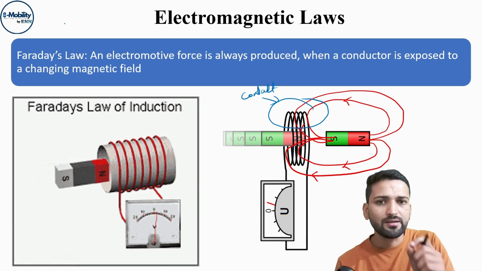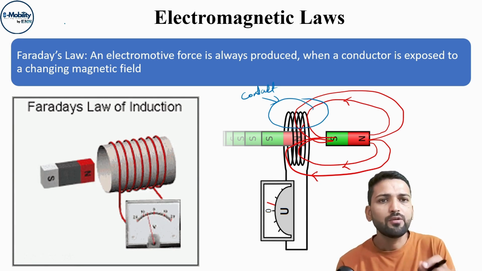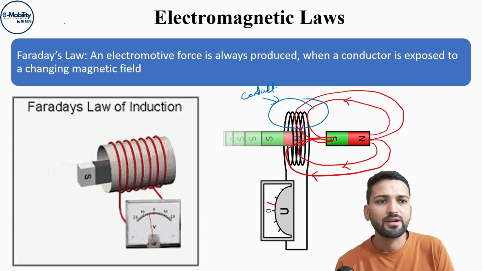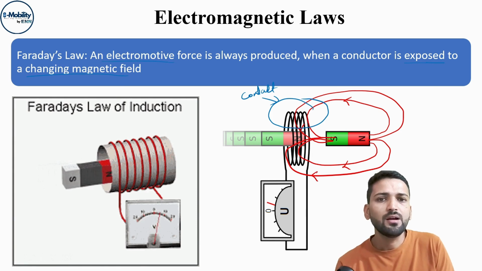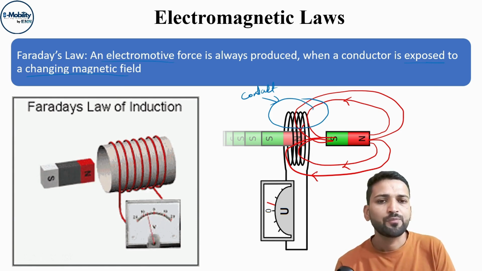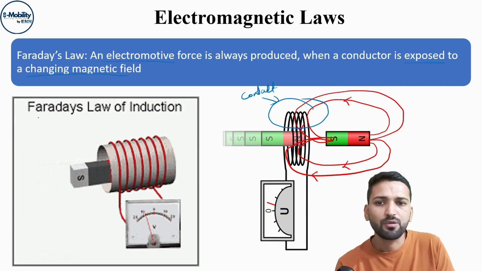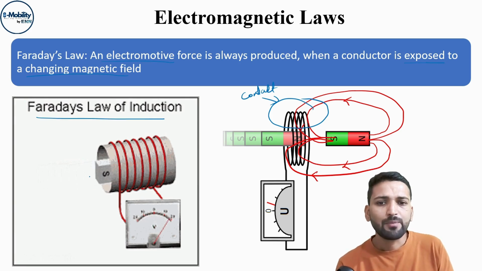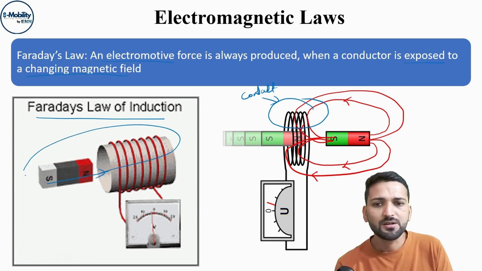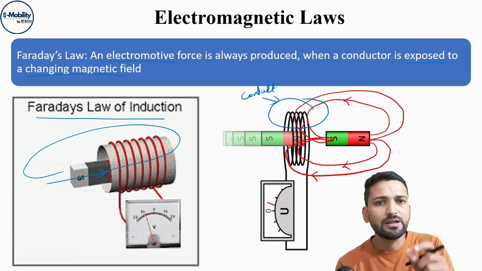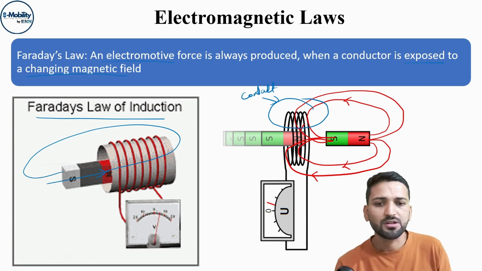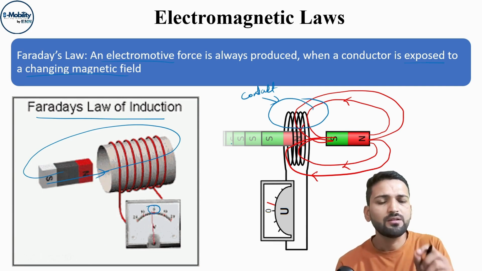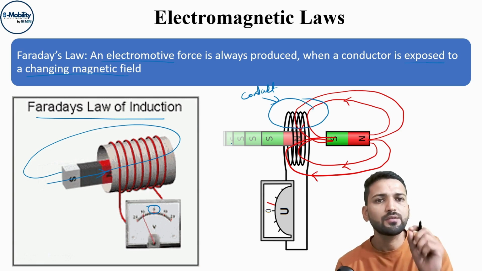Faraday's law says that whenever a conductor is exposed to a changing magnetic field, there is an electromotive force induced. This we can see from this figure. Here we can see that a magnet is changing its position, and with the changing position the flux will also be changing. The flux linked to the coil will change, and this change in flux will cause a rise in voltage. This change in flux will always create some induced EMF.